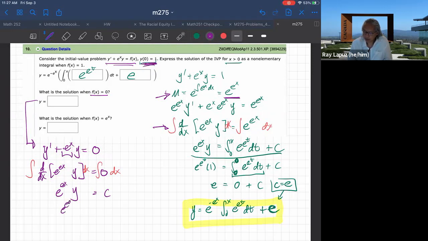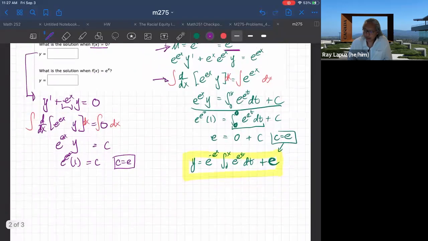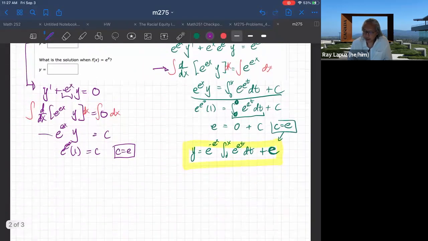e to the 0 times 1 is equal to c. e to the 0 is 1. e to the 1 is e times 1 is e, so c is equal to e again. And if I take it from here and solve for y, I'm going to get e to the negative e to the x times the c value that we found. And oops, the c value is actually e.